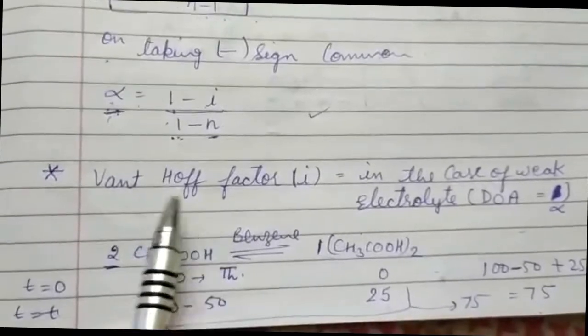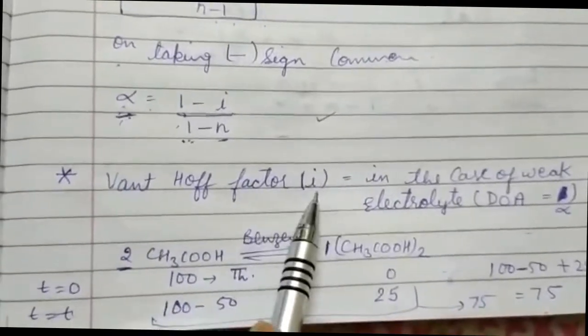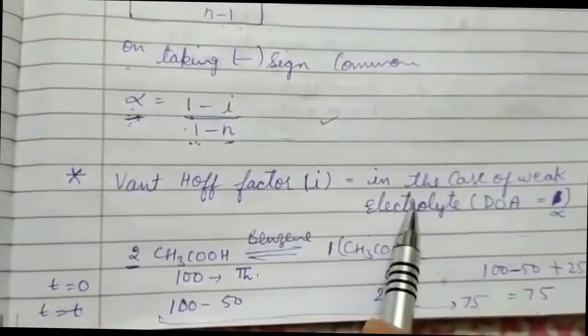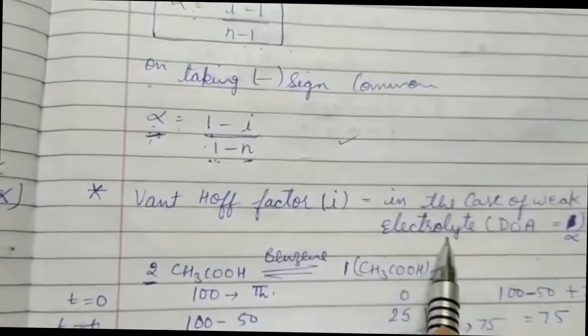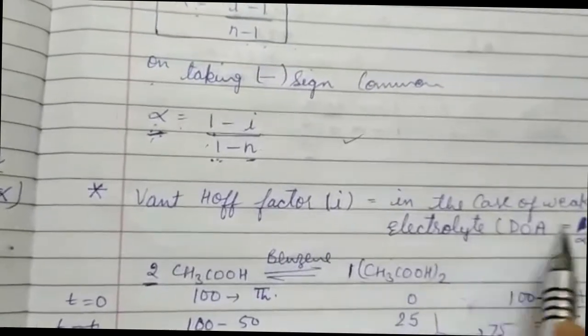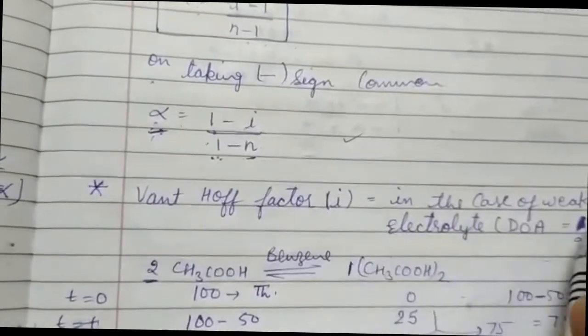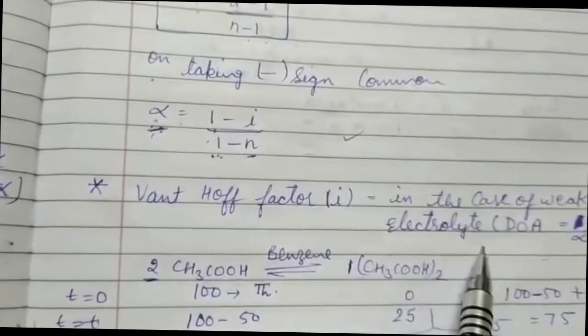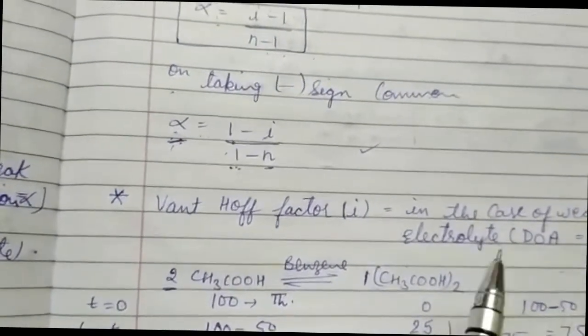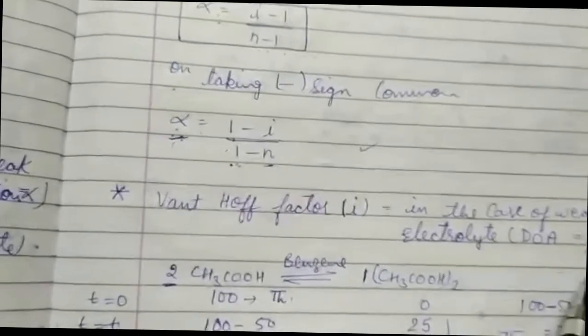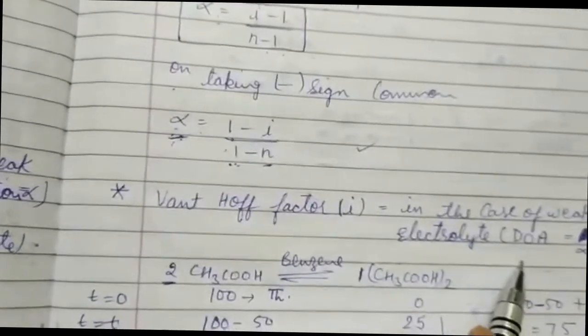Now we have to find out the Van 't Hoff factor i for the weak electrolyte, and specifically a weak electrolyte which undergoes association on dissolving in a solvent. So we have to find the Van 't Hoff factor for such a weak electrolyte, meaning the particles combine together to form a big particle on dissolving in a solvent.